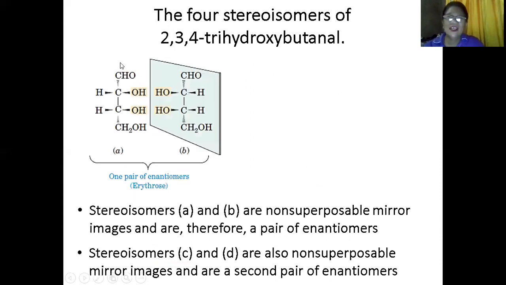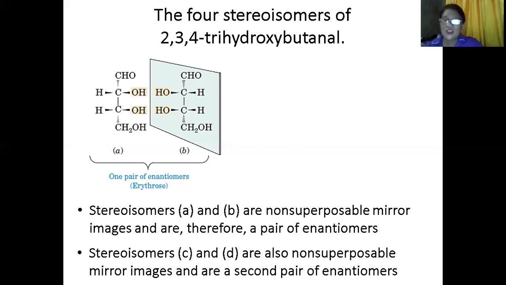For this one, this is now its mirror image. So there is one pair. For instance, how many stereoisomers does this have? This is 1, 2, 3, 4. This is the first stereoisomer. This is the second stereoisomer, 1, 2, 3, 4. So it has only two stereoisomers here. Meaning how many isomers are possible? It has 4. 2 times 2 is equal to 4.